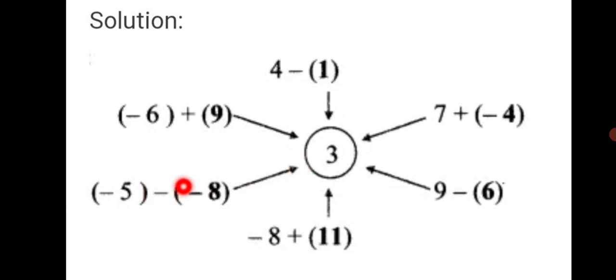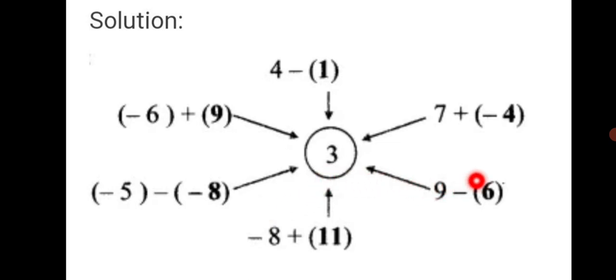Minus 5 minus which number will give you 3? Minus 5 minus minus 8. Minus and minus will become plus 8. So 8 minus 5 is 3. So accordingly you will have to check which suitable integer has to be chosen to get the answer 3. For example here, minus 8 plus which number gives you 3? So minus 8 plus 11 because 11 minus 8 is 3.